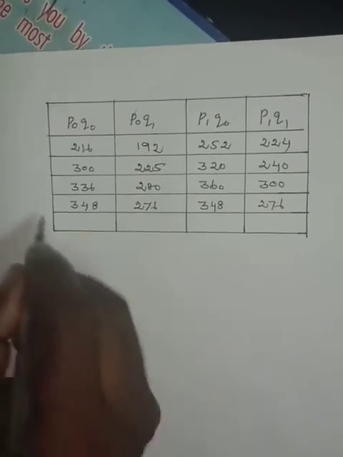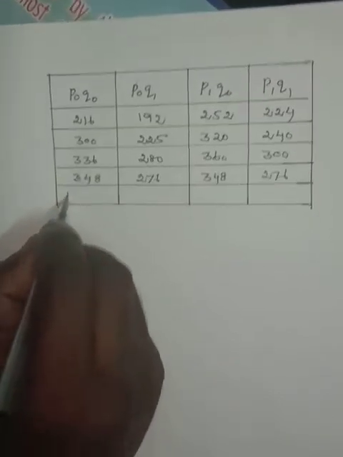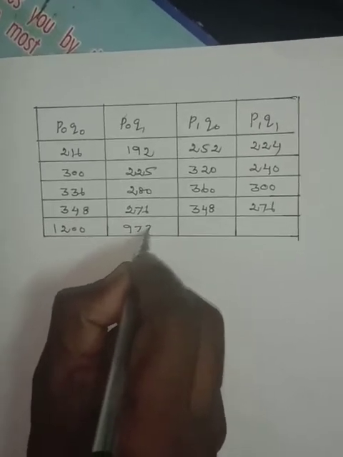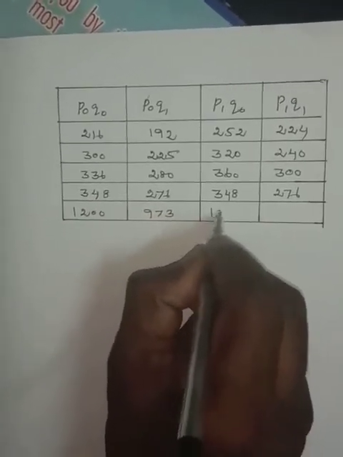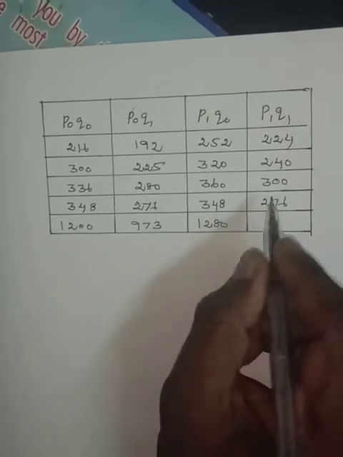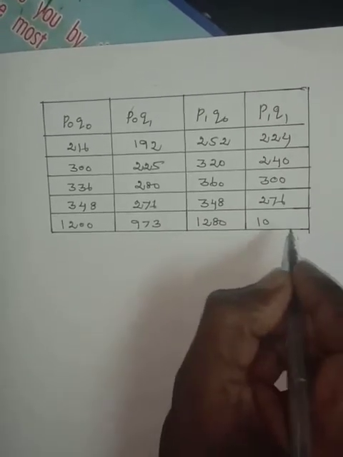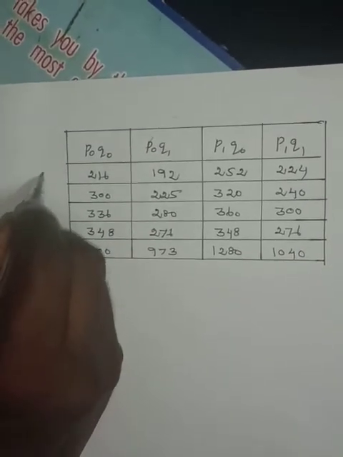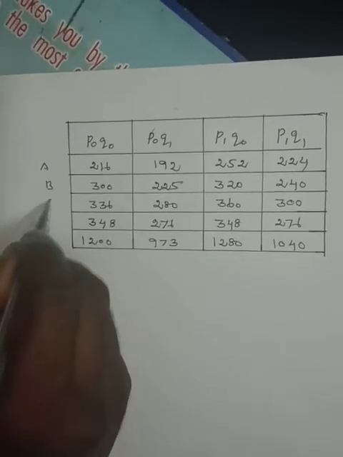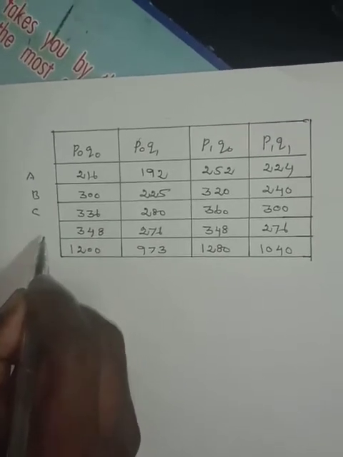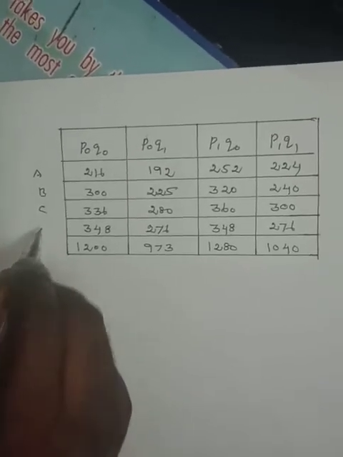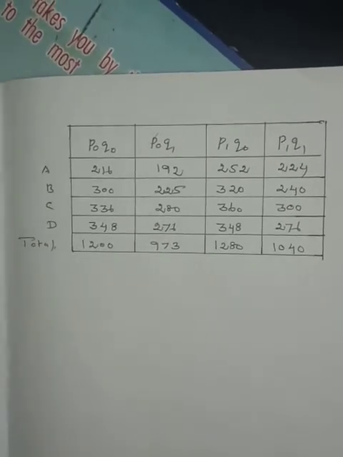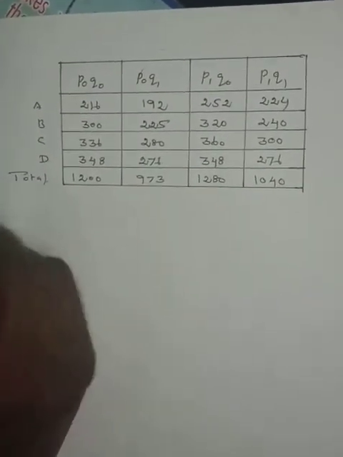Total 1200, 973, 1280, 1040. This is A, B, C, D total. First, number 1, Laspeyres index number.